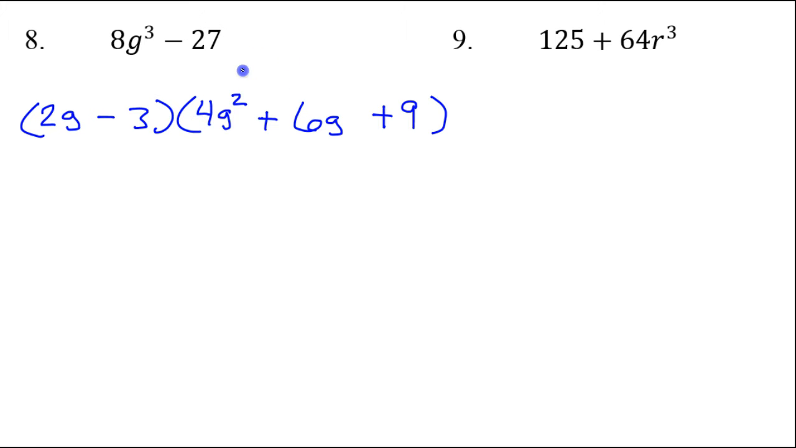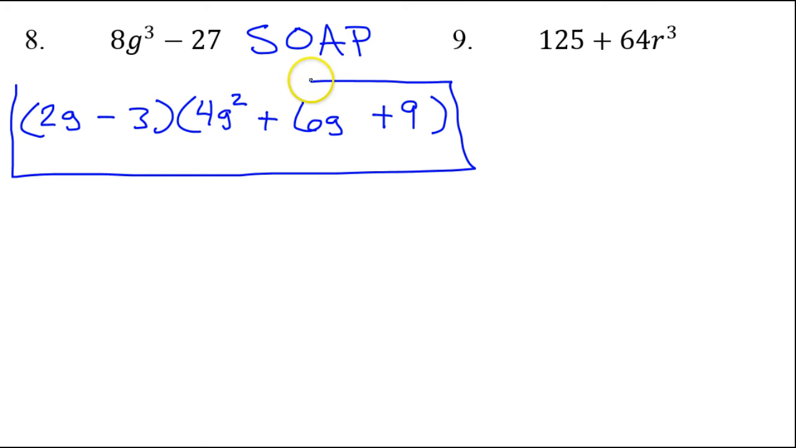In fact, concerning the signs, sometimes we use the acronym SOAP to help us remember how the signs go. And SOAP stands for same, opposite, always positive. And that goes along with these three signs here. The first sign is always the same as the original problem. The second sign is always opposite from the original problem. And the third sign is always positive. So same, opposite, always positive. And that's it. We have factored number 8. Okay, number 9 is going to work exactly the same way.